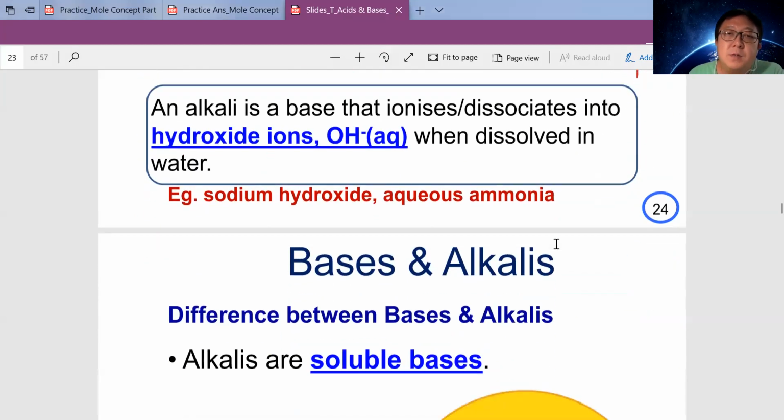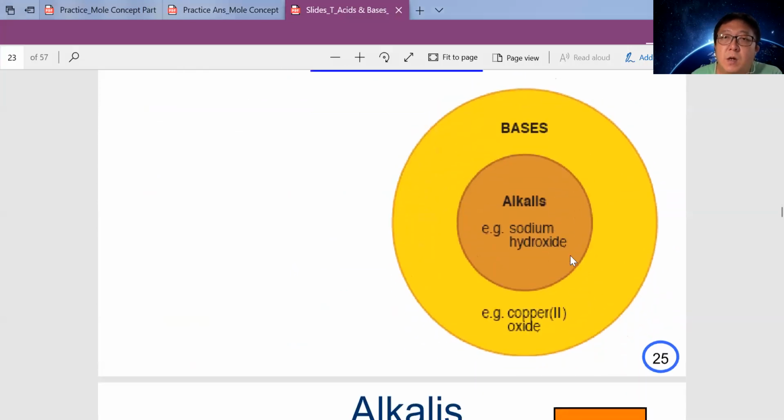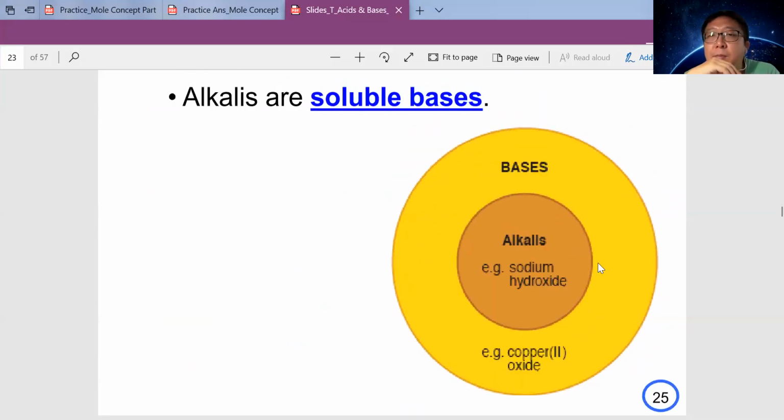So the difference between bases, can you see over here? All the bases are outside, alkali in the center. From what your math teacher teaches you, it's called a subset of base, but it's not base alone.